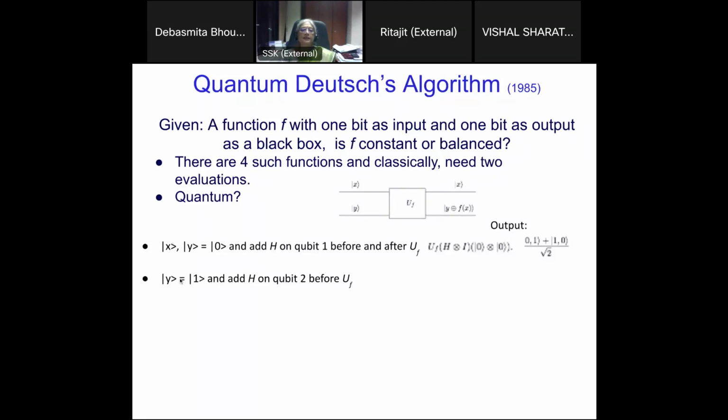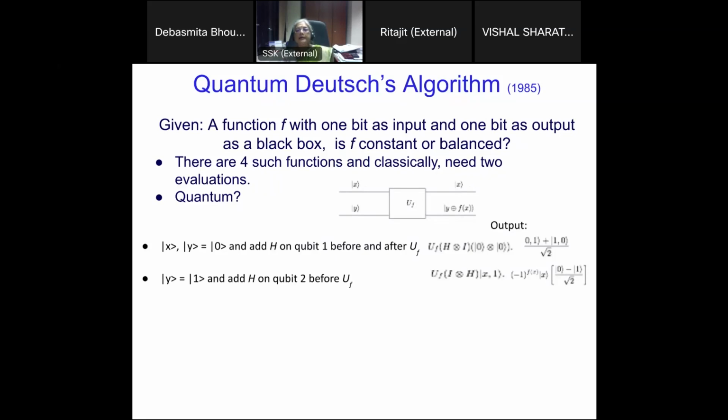Next, let's try something else, that we just set the second qubit to 1 and add a Hadamard on the second qubit only, just before the unitary. So with this, the output function would look like this, right? You have identity tensor H, okay? And if you do the math, then you will find that the output will look like this. So what does this say? This says that the top qubit remains unchanged, but the bottom qubit, if you measure, has equal probability of getting a 0 and a 1. Still not good enough.